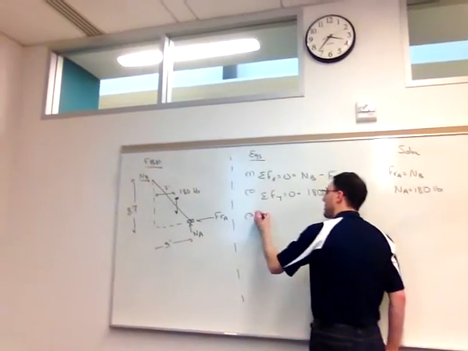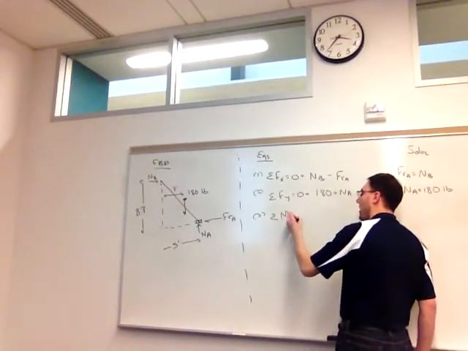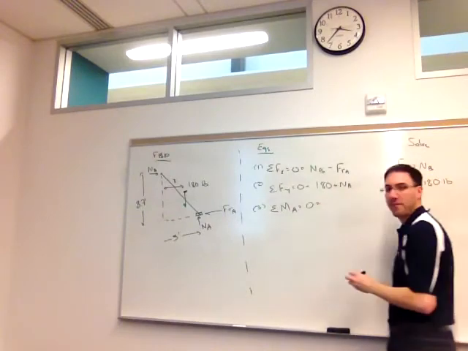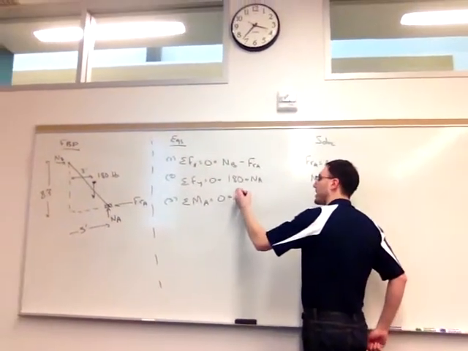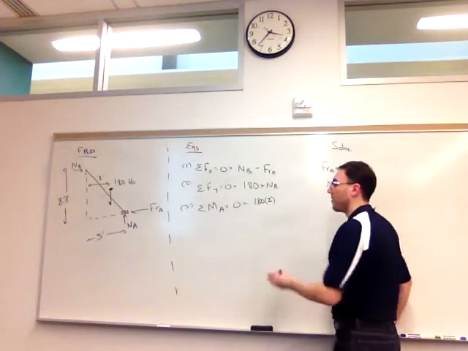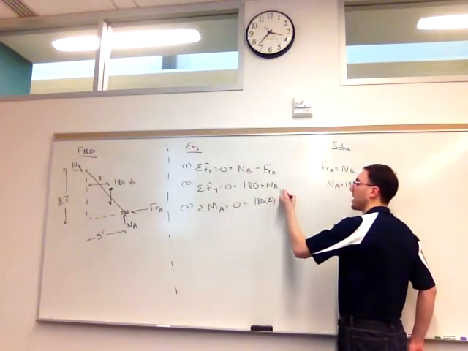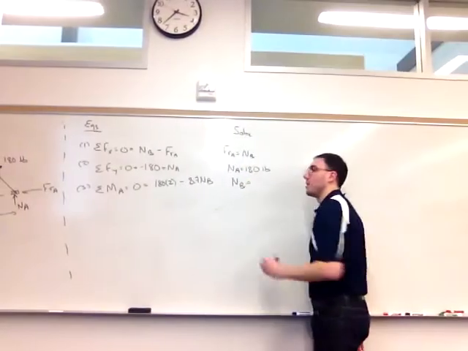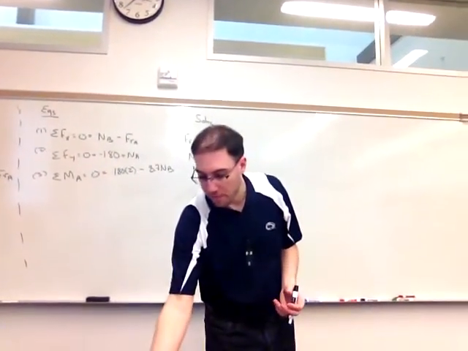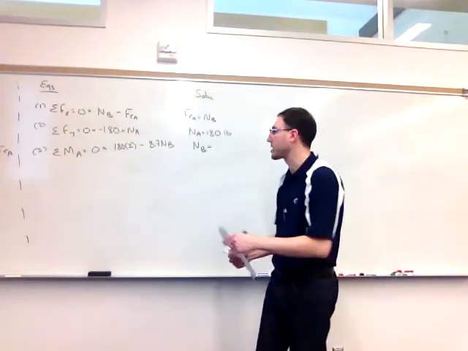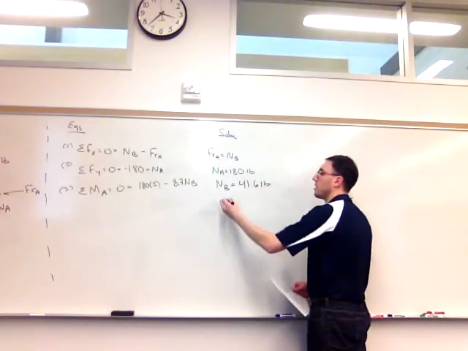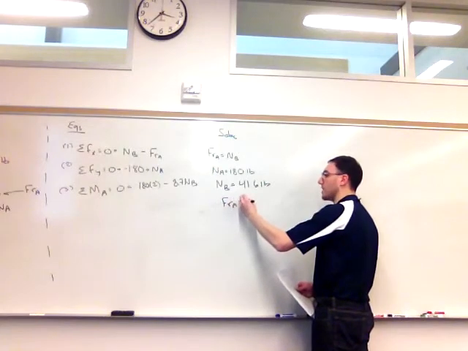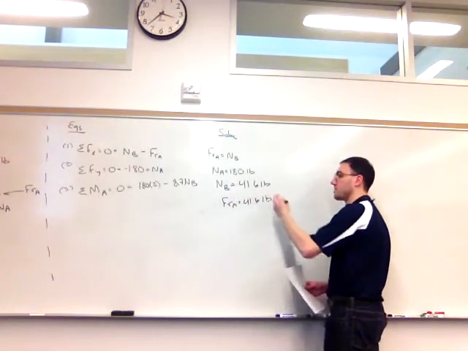If we take a moment, I'll take it around A since it's acting kind of like a pin. I have 2 unknown forces there. I'll have 180 times 2 from the weight of the person minus 8.7 NB. For equilibrium, then, the normal force at B is 41.6 pounds, which means that the friction force at A is also 41.6 pounds.